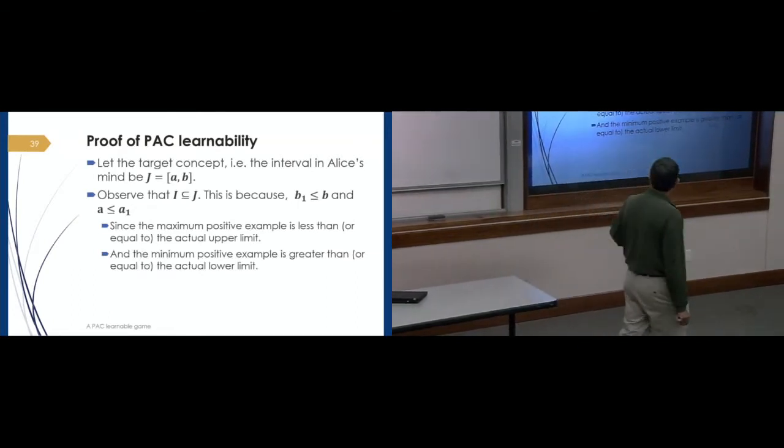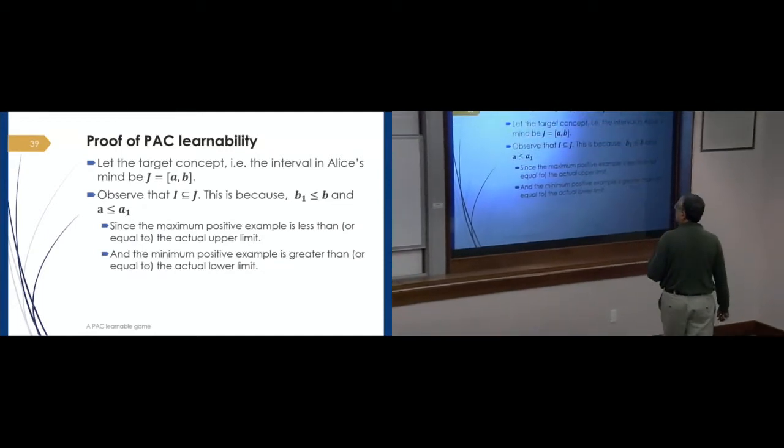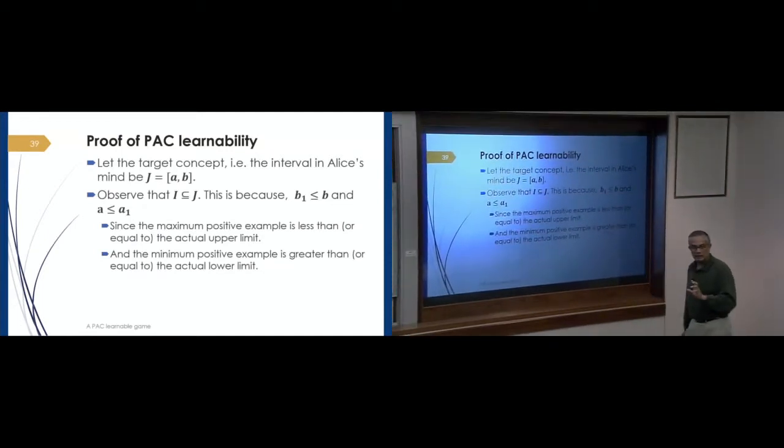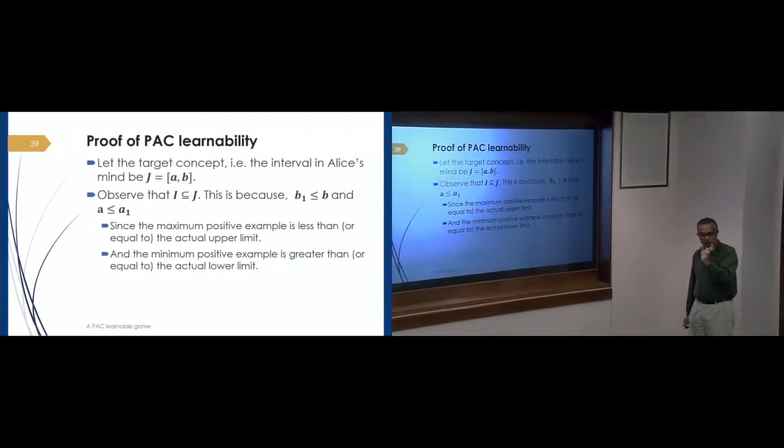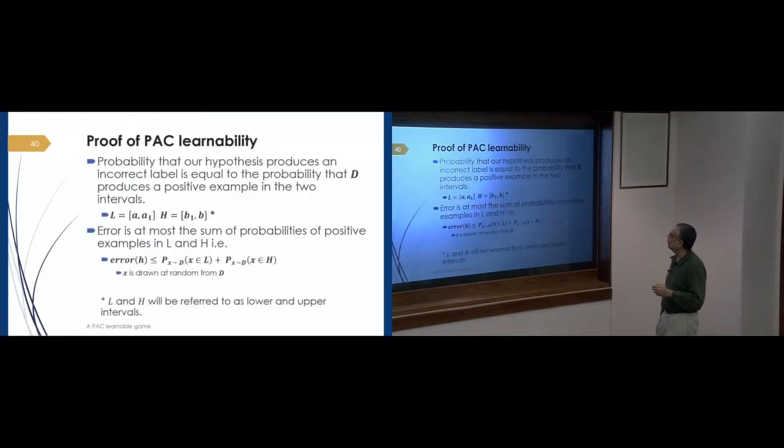And by symmetry, A is less than or equal to A1. So the interval A1, B1 is contained in AB. It would never go out of it. Okay? So that's one local observation we want to make.